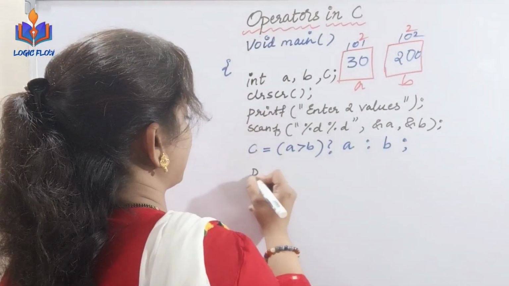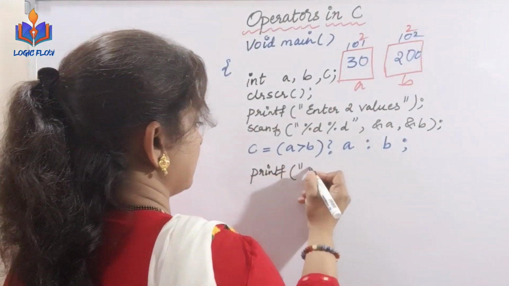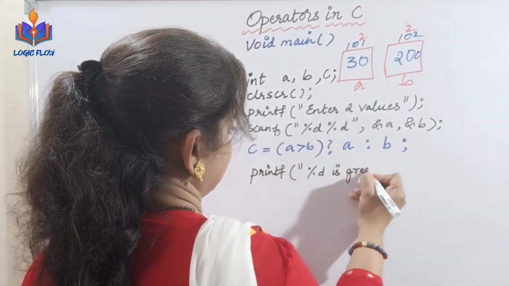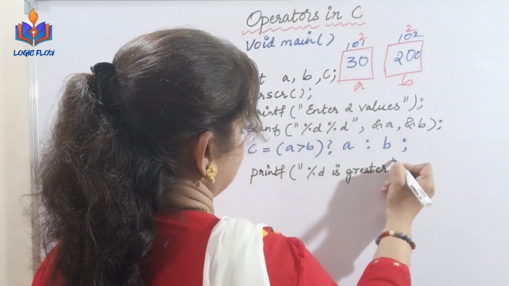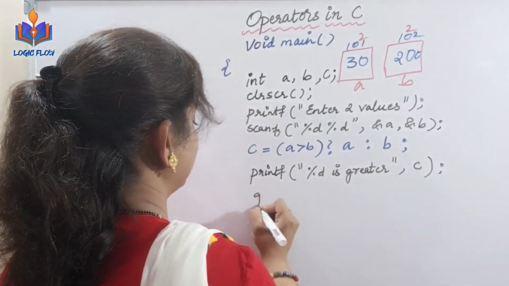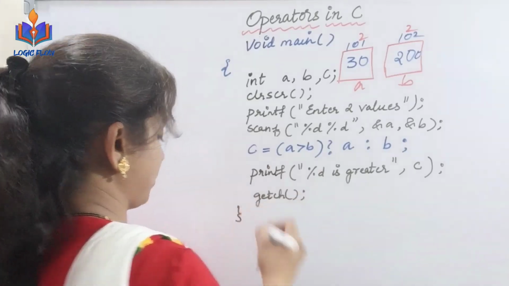I say printf("%d is greater"), then print the value of c. Then getch. So let us see the dry run of this program now.